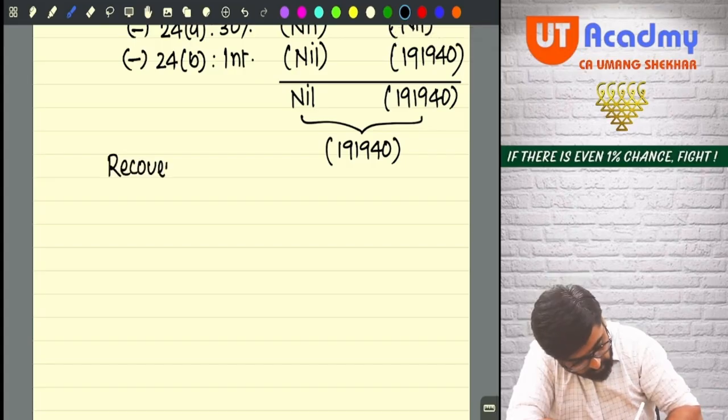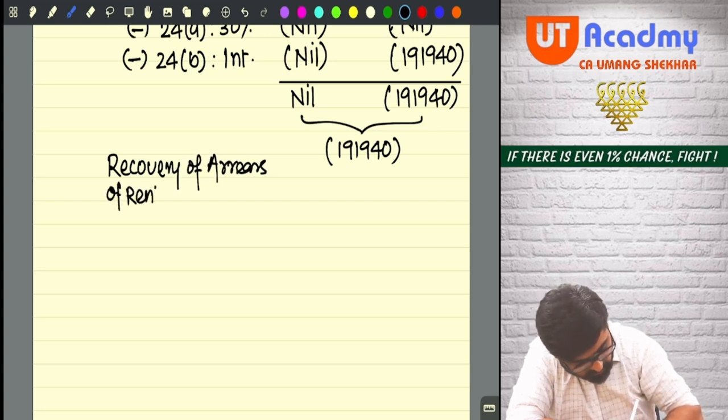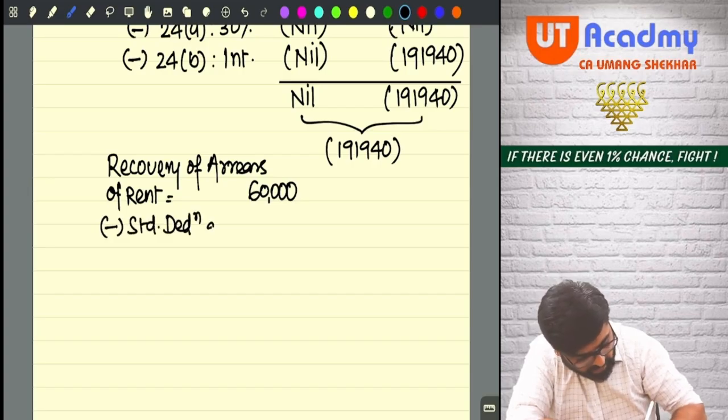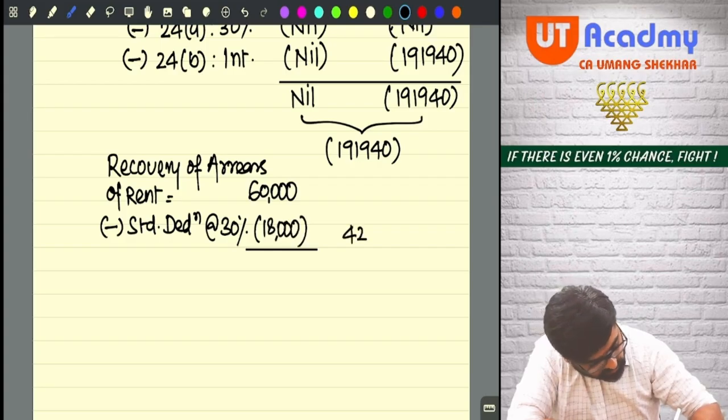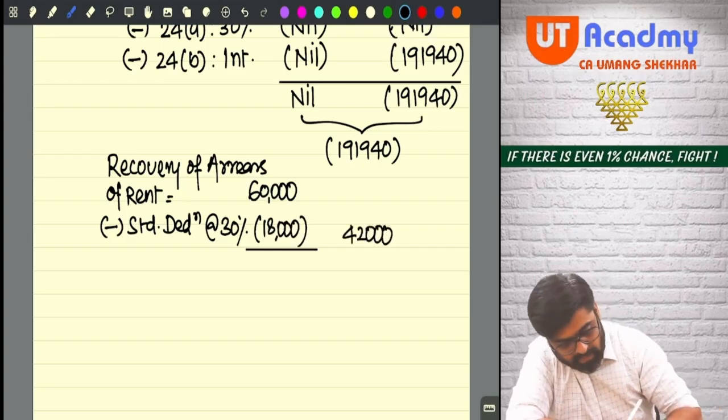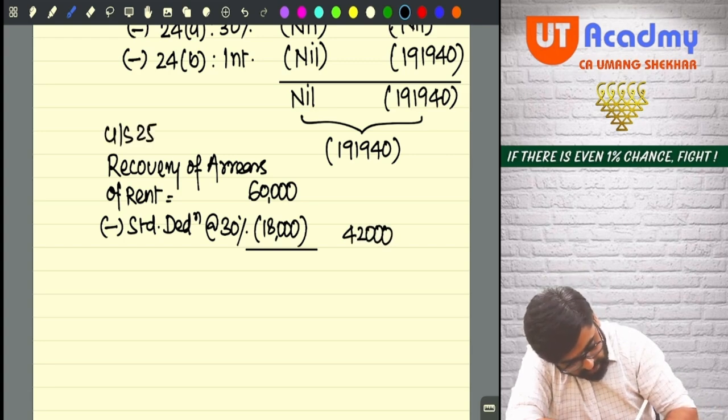Recovery of arrears of rent, and that is how much? Rupees 60,000 minus standard deduction at the rate of 30%, that amounts to 18,000, and the balance is how much? 42,000, that is taxable income under section 25A.